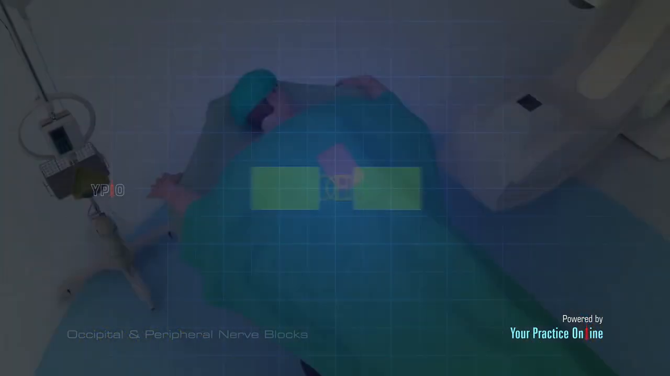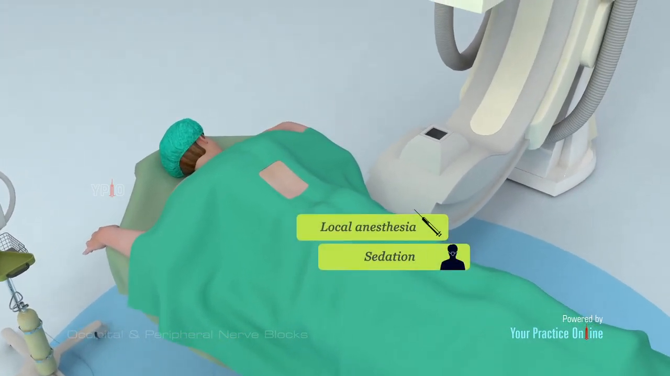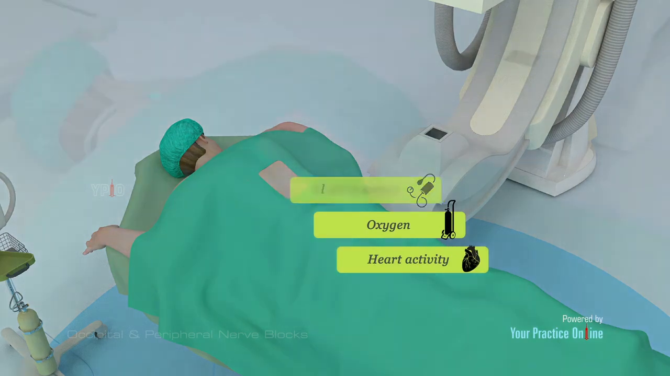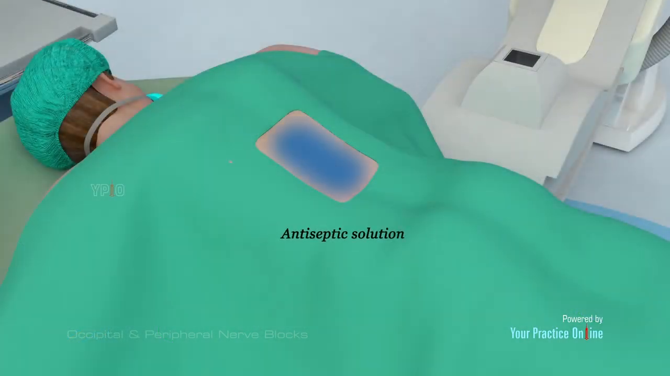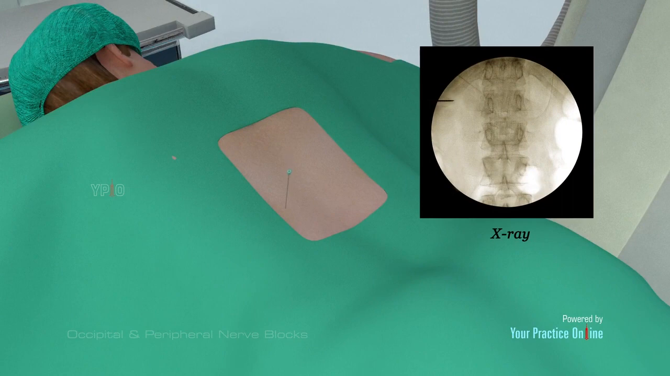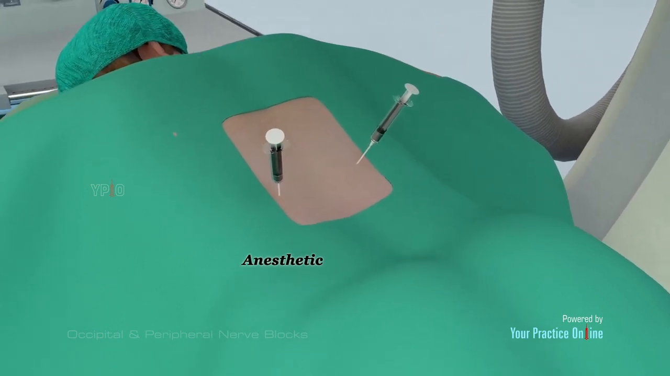Procedure: a celiac plexus block is carried out under local anesthesia and sometimes sedation. You will lie on your stomach on an X-ray table, and your blood pressure, oxygen, and heart activity are monitored. The region of the skin to be injected is cleansed with an antiseptic solution, and a local anesthesia is administered. X-ray images are taken to guide the needle into the correct position of the nerve plexus. A test dye is injected to ascertain the correct location. Then the anesthetic is injected gradually over a couple of minutes.